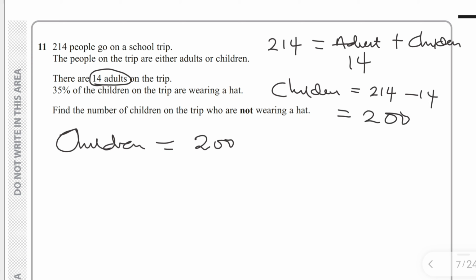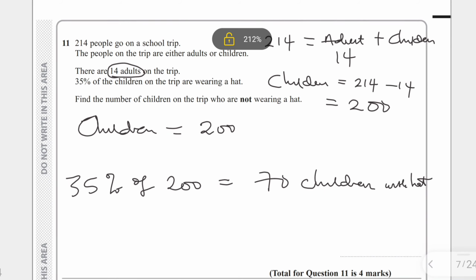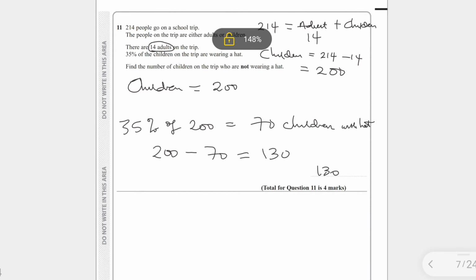Yes? So 35% of the children on the trip are wearing a hat. So what is 35% of 200? That would just be 70 children with hats. So the number of children on the trip who are not wearing a hat, that would be 200 minus 70, which is 130 children. So that is 130 children without a hat.